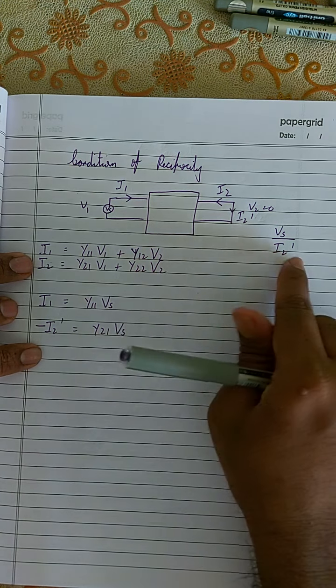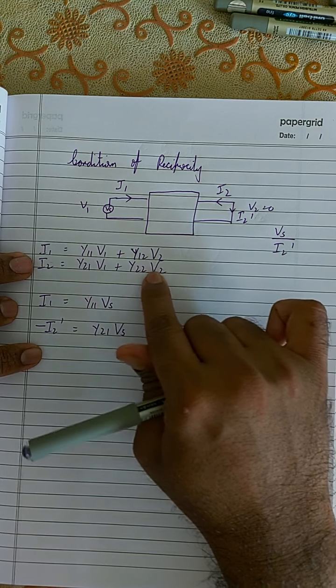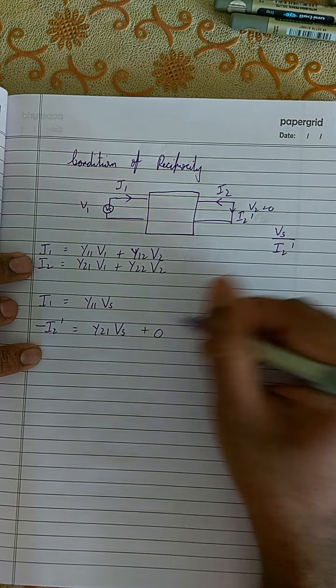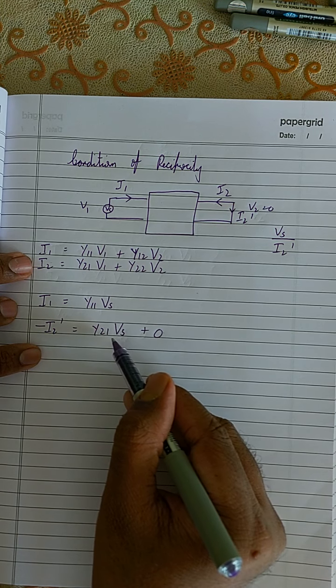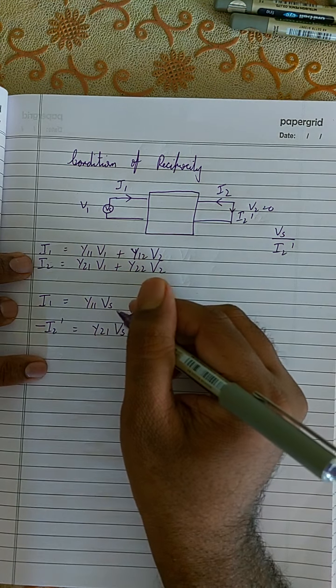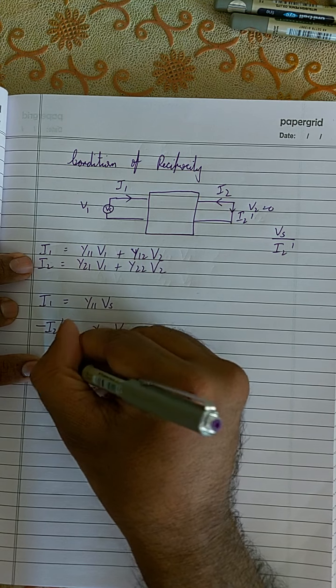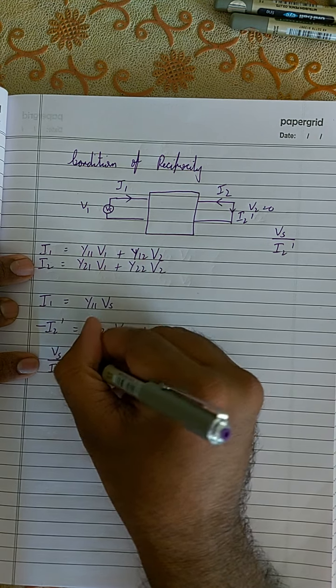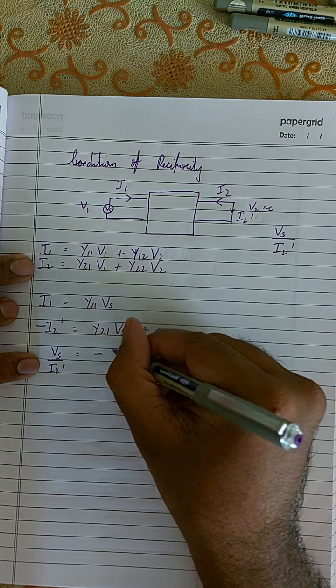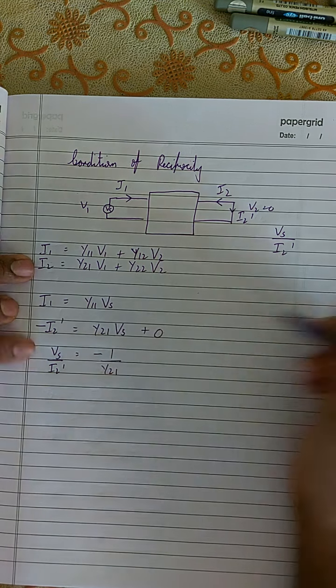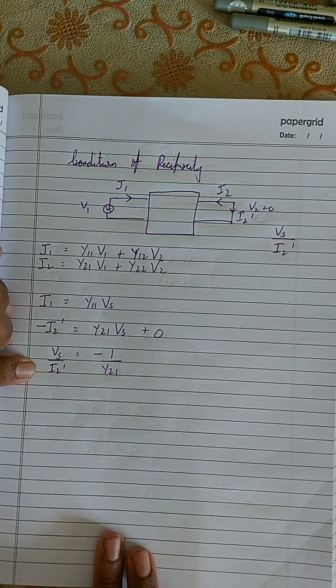Since v2 is equal to 0, the y22 term is 0. What I want is Vs by I2 dash. So what is Vs by I2 dash? Vs by I2 dash is equal to minus 1 by y21.